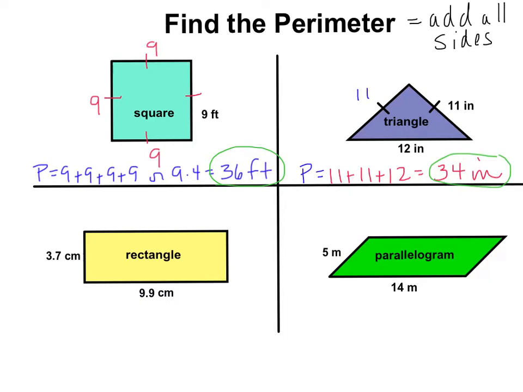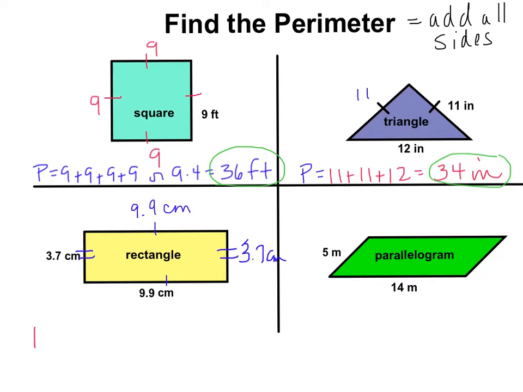Now, one thing you should know about the rectangle is that this side and its opposite side are congruent. And I can show that by using a tick mark. And that means if that's 9.9, this one has to be 9.9 centimeters. And this side 3.7 is congruent to this side, those opposite sides that are parallel. I'm going to put two tick marks, and that means these two sides are congruent, which is then 3.7 centimeters.